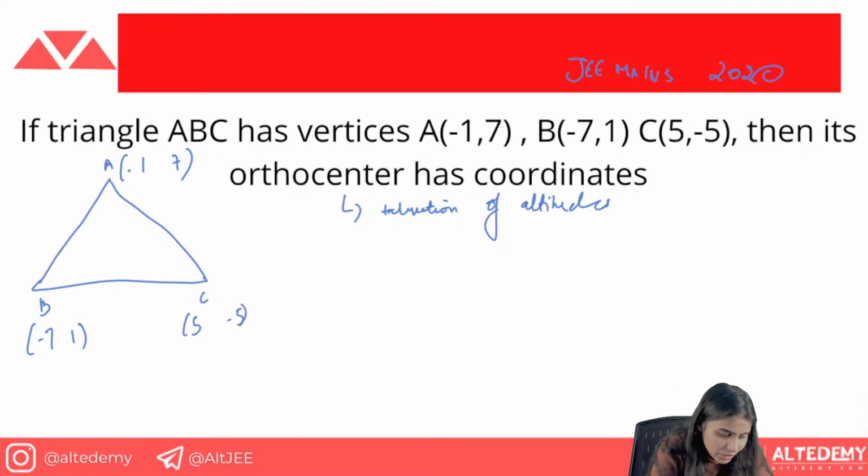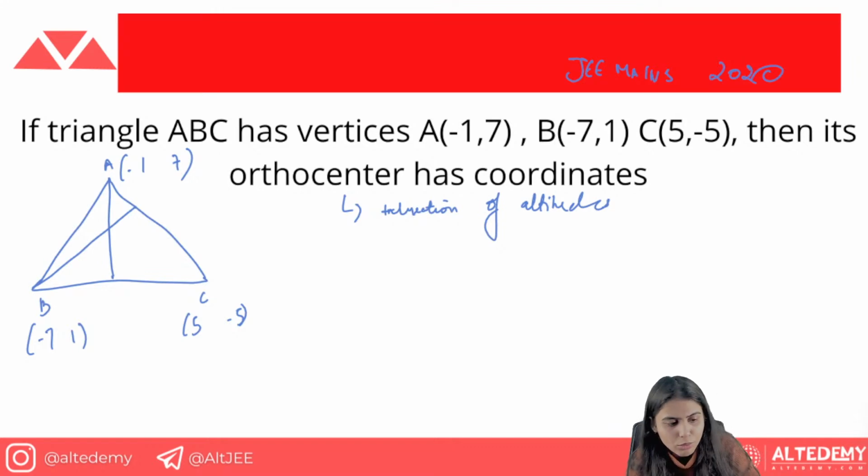Okay, and here we have this altitude, and here we have this altitude. If two altitudes are intersecting at a point, the third altitude is going to intersect at that point only. This is the intersection of three segments, so we can use the intersection of two segments. This angle is going to be 90°. Let's name these points, this point as E, and this point as H.